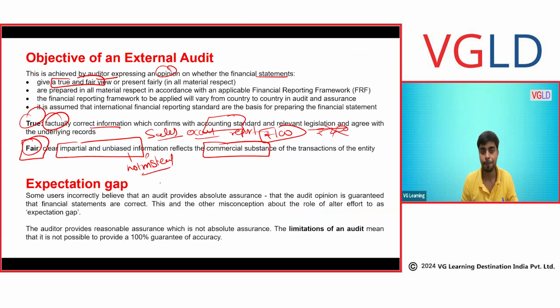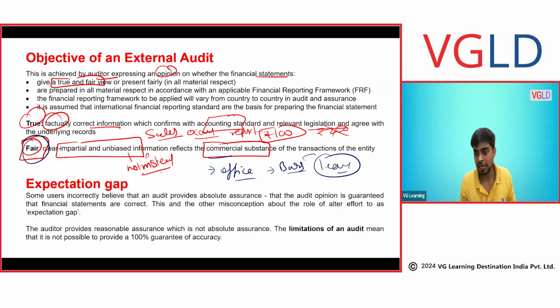And this is what it is saying: a fair transaction should provide information that reflects commercial substance, not misleading information, not biased information. Let's say you are working in an office and you ask your boss for leave to take a class. It is my class, you're coming to my class, and you need to take leave, and your boss grants you this leave.